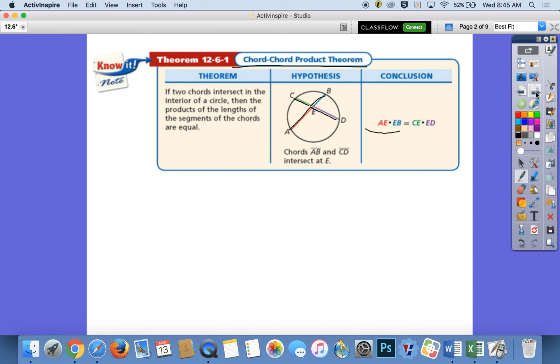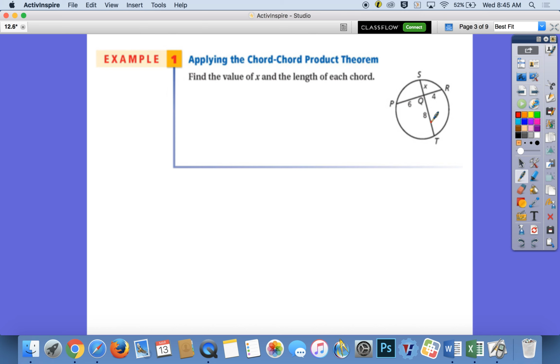So here's an example. It wants us to find the length of x, and then it wants us to find the length of each chord. Based on what we have, we know that 6 times 4 is going to be x times 8. Solve for x and you get x equals 3. Okay, so we solve for x.